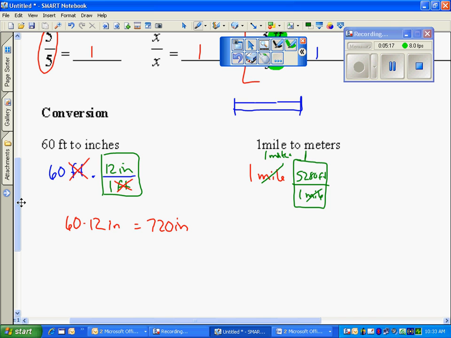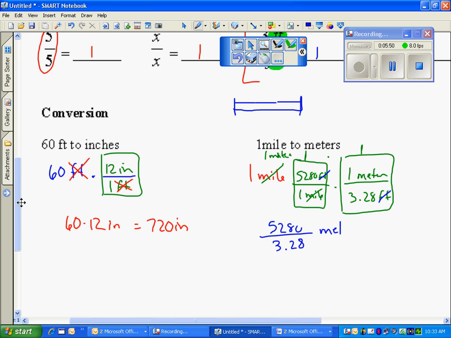And I know that in 1 meter, notice the unit I want to keep stays in that numerator. Again, I'm going to multiply it by a 1. What's a meter equivalent to? 3.28 feet. So when I cross-cancel these units out, feet cancel, and now the unit that I have left is a meter. So I would take 5,280 times 1, which is 5,280, divided by 3.28, and that would leave me with meters. So what we do is we multiply by the 1, the equivalent ratio.